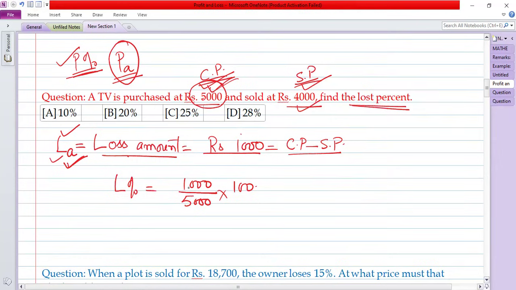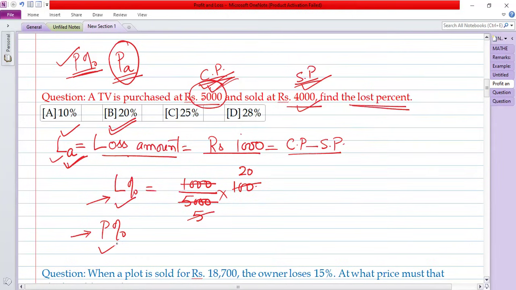Simply this will go off, and 5 and 5 will cancel out. Here it will be 20. It means the loss percentage is 20%.